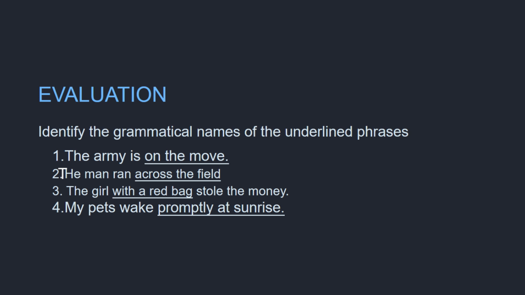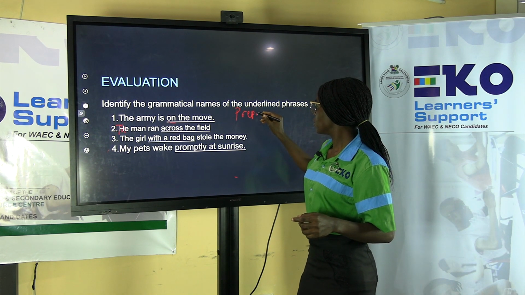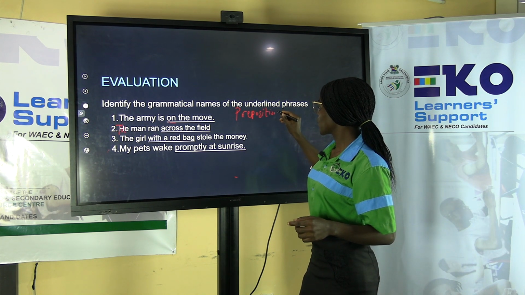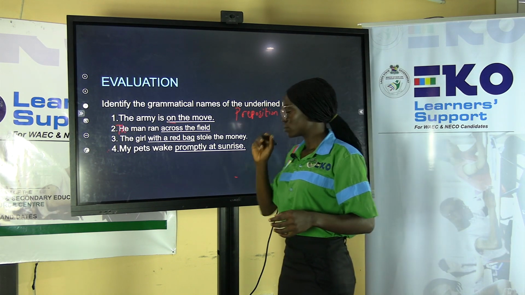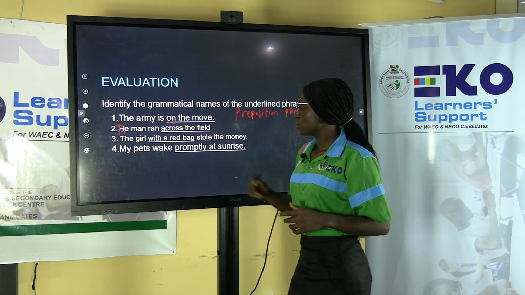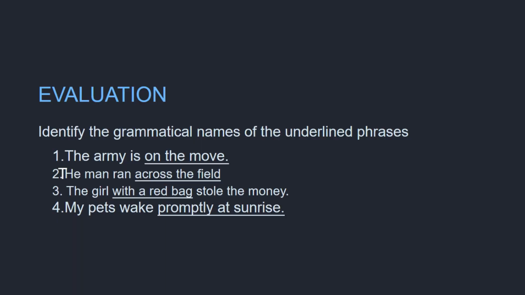The army is on the move. On the move. Remember, on is a preposition, right? So it's a prepositional phrase. I hope you understand that. Now, the man ran across the field. It's also an example of a prepositional phrase. Across is a preposition. The field is a noun phrase. Then across the field is a prepositional phrase.